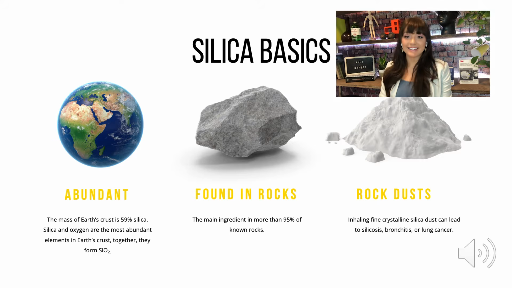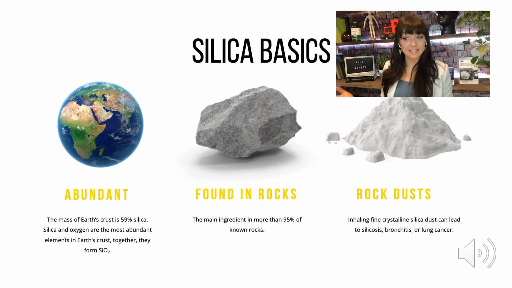So, silica basics. You may not have known this before. In fact, I didn't realize it was so abundant in the Earth's crust until I did the research for this. But the mass of Earth's crust is 59% silica. And when silica and oxygen combine, we get silicon dioxide, making up crystalline silica. So it's the main ingredient in more than 95% of known rocks. That means today's class is basically about rocks. But as you know, rocks themselves are not hazardous for us to be exposed to.